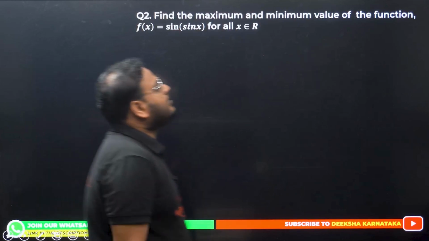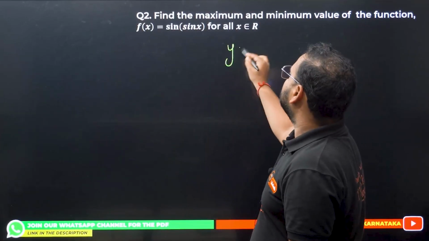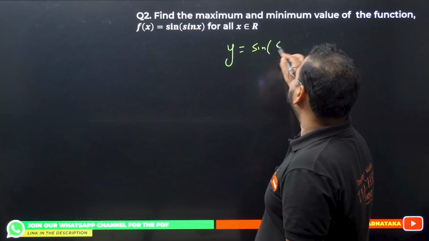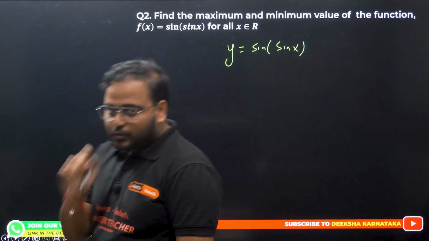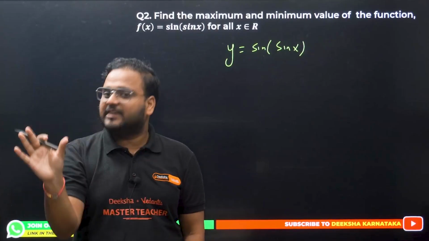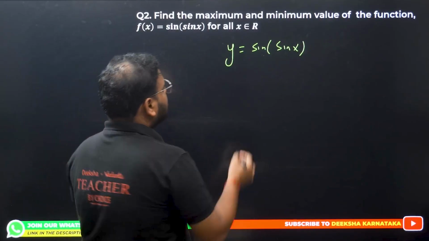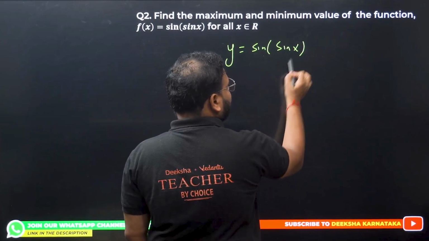Find the maximum and minimum value of the function given like this: y equals sine of sine x. Again, this question has been taken for the sole reason of understanding the meaning of maxima and minima, not from the derivative point of view. You'll see that. So understand this. I'm looking for the maximum and minimum of this, but we have to define this part first.